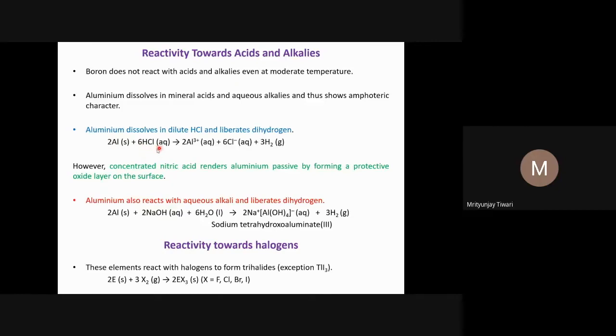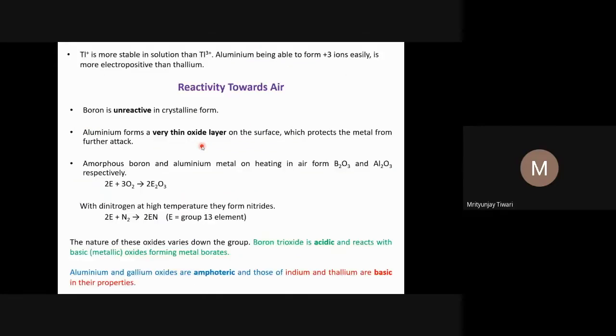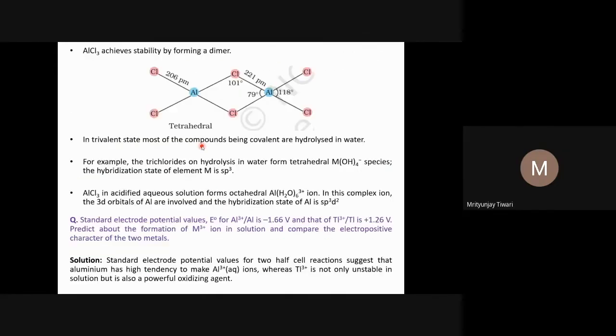molecules, and these molecules aqueous means H plus and Cl minus ions will be there. It gives two aluminum 3 plus aqueous ions plus 6 Cl minus ions. So this is AlCl3 plus 3H2. This AlCl3, we know AlCl3 also reacts with this reaction we have seen. AlCl3 acidified aqueous solution forms this.